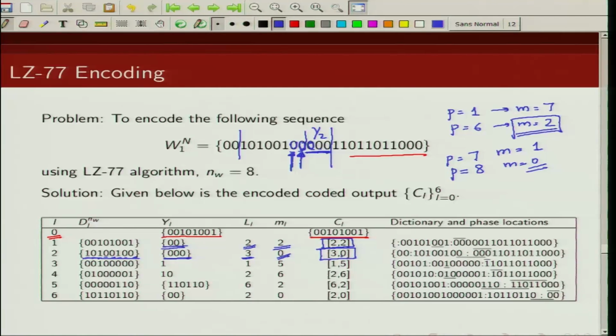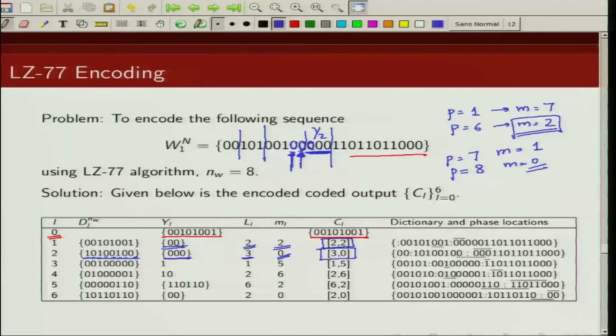Now the next step is we are going to add this string y2 to the dictionary, and we are going to remove the 3 oldest entries. So our new dictionary is this, and that's what I have written here. You can check, it's 0010, 0010, 0000, 0000. So the new dictionary is given by this.